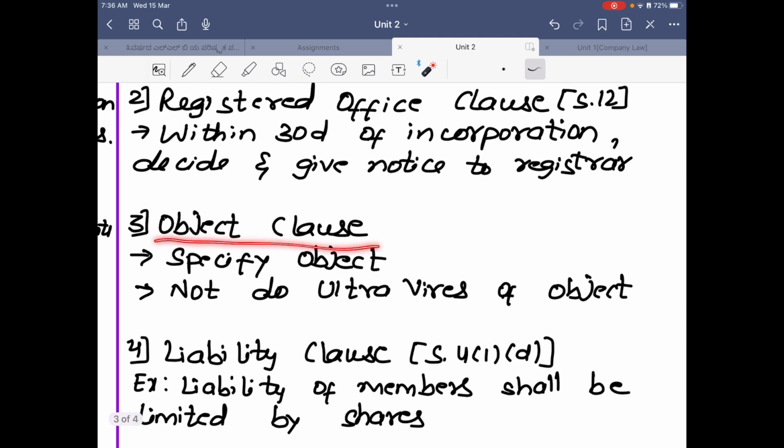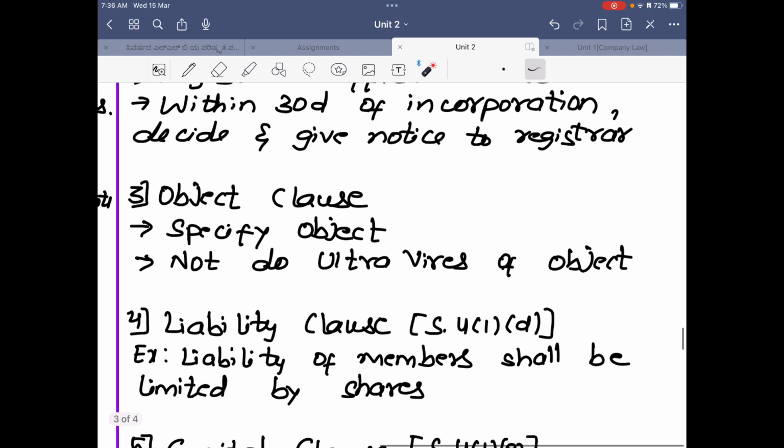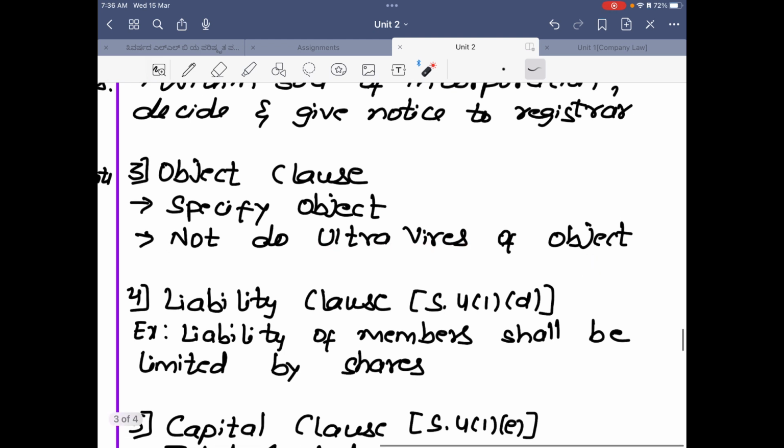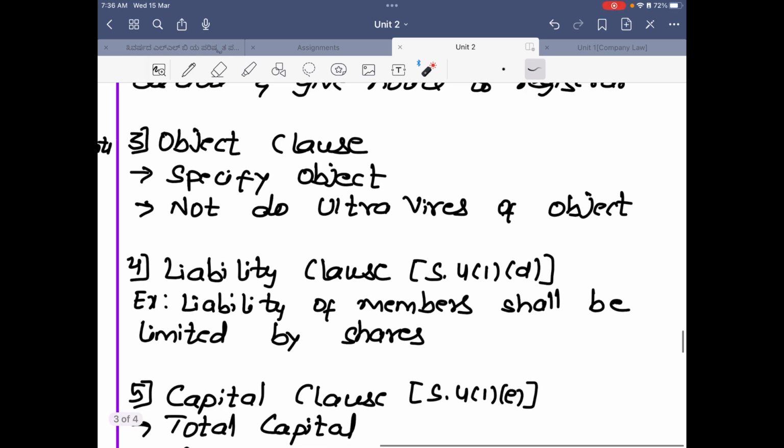The next is the object clause. This is important. In the memorandum of association, the company has to specify its object clearly. What is this company's purpose? What are they manufacturing, or what are they going to do? They have to specify it clearly in the memorandum of association, and the company cannot act ultra vires of its object. This is an important question asked separately for 10 marks. We will discuss it later; here I will tell in brief.